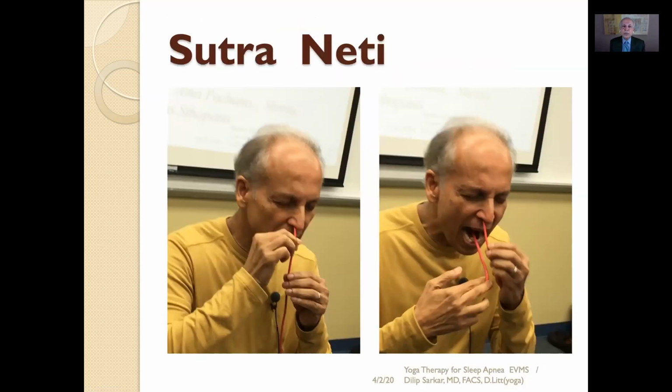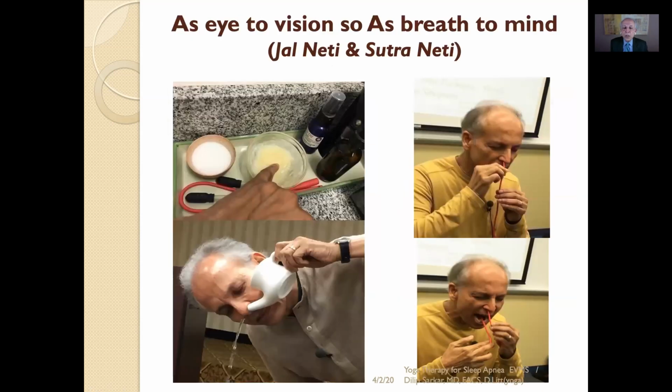This is the next technique called Sutra Neti. Sutra means thread. We put a small red rubber catheter. It takes a little time. Initially, when you bring the catheter close to your nostril, you get a lot of irritation, but slowly, neuroplasticity sets in, the irritation goes away, and one end comes out through your mouth. Literally, you are flossing your nostril, a wonderful way of keeping your nostril open.